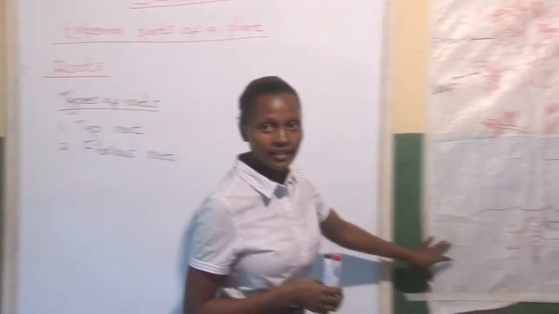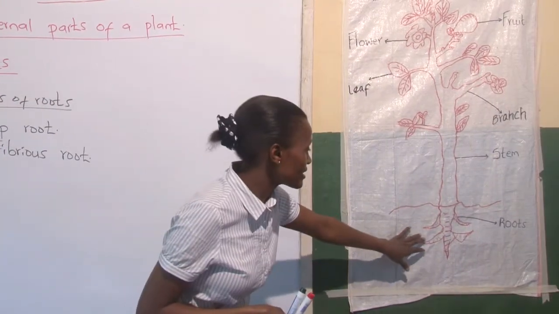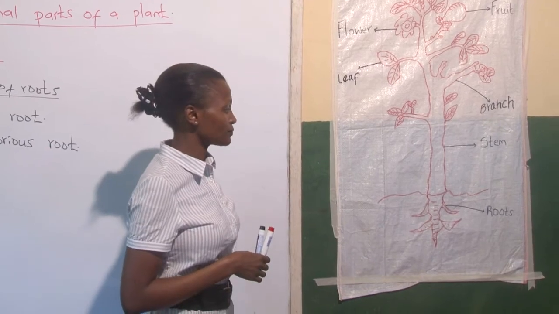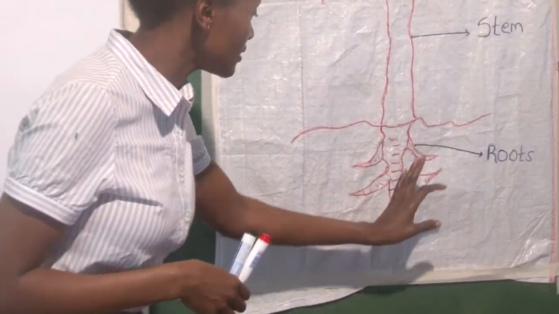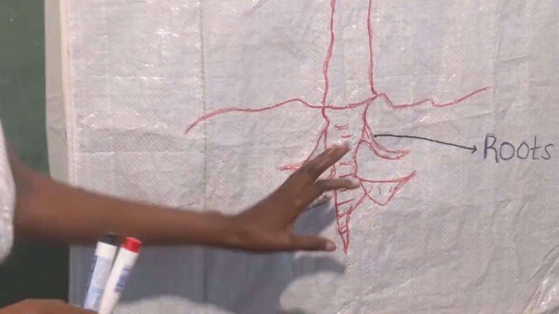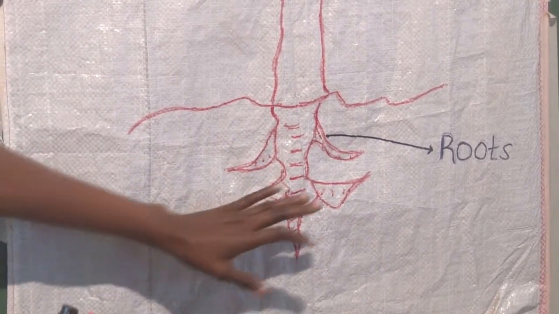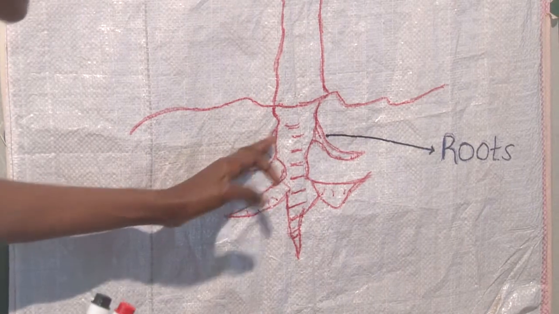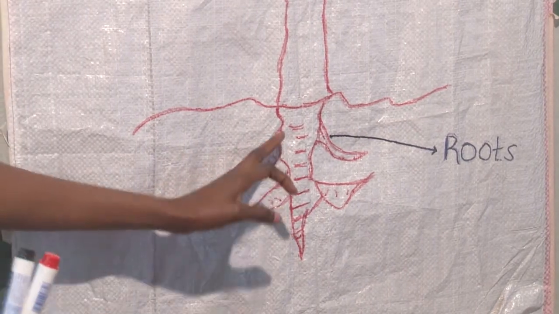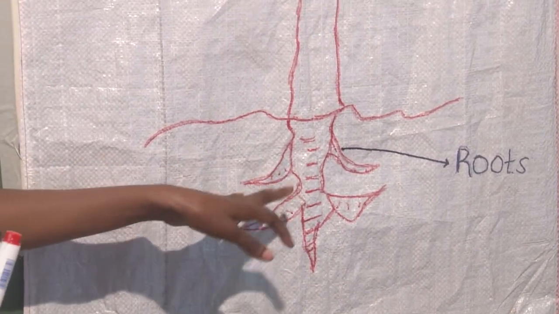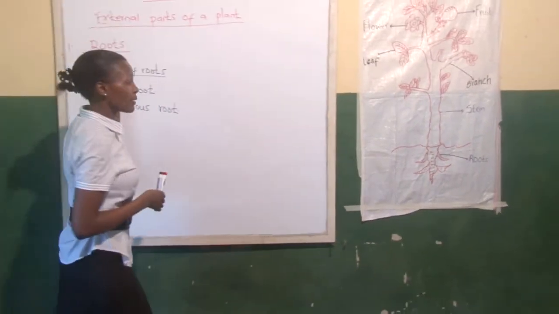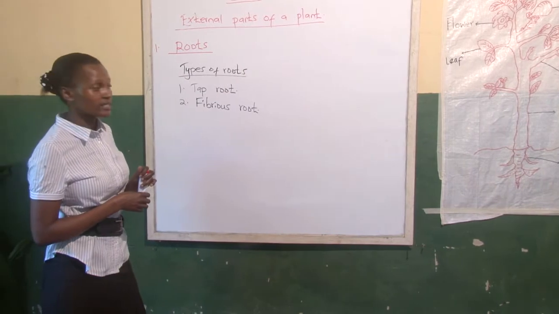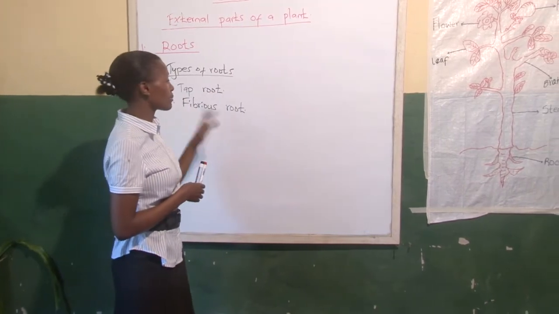Back to our picture here. As you can see, this type of root has one main root going downwards, and on the other side you have the small roots that come out from the main root. We call them the root hairs. So this here is an example of a taproot.